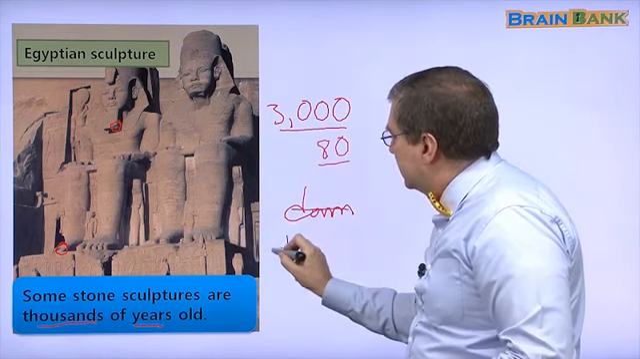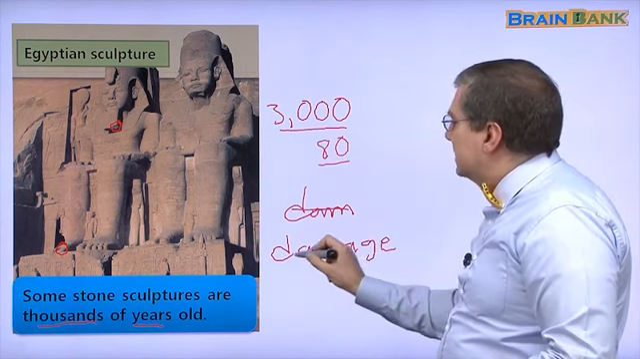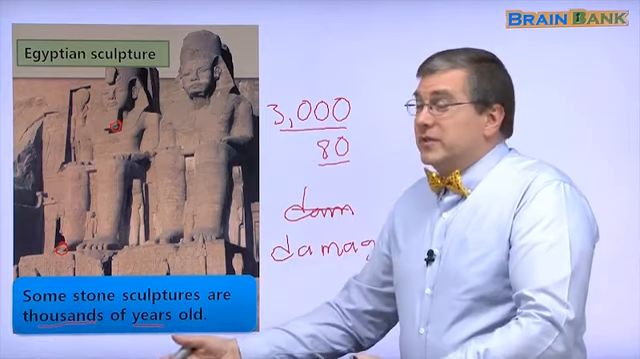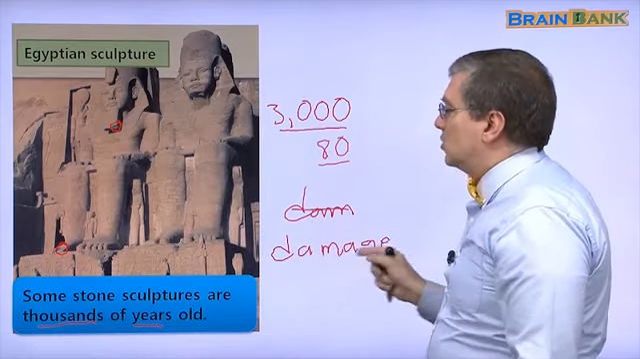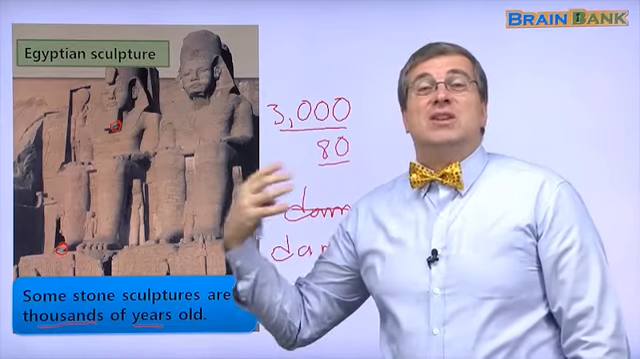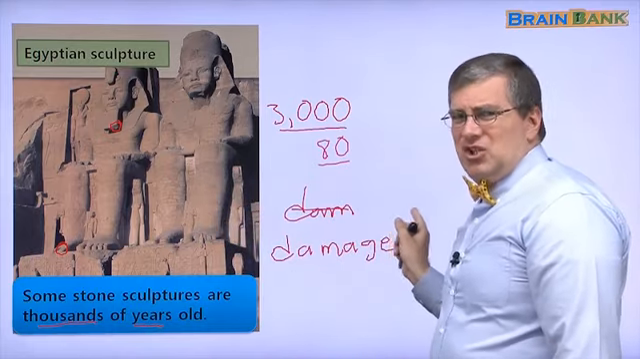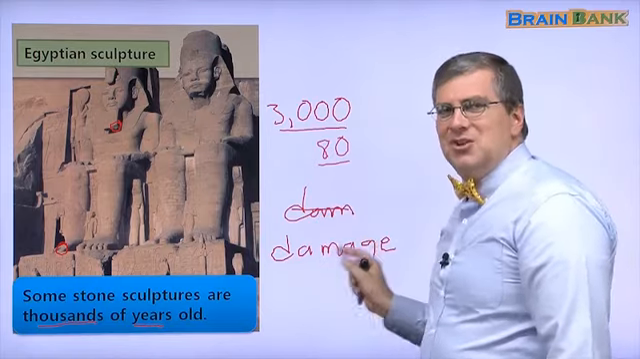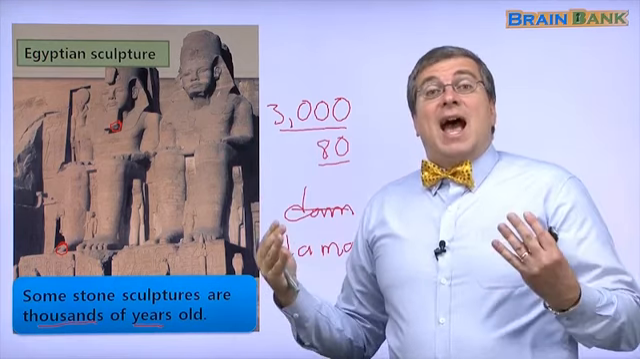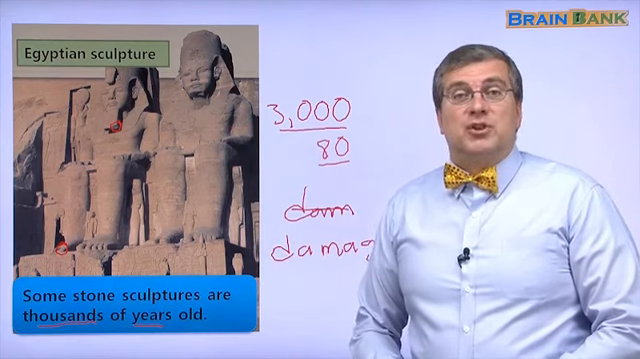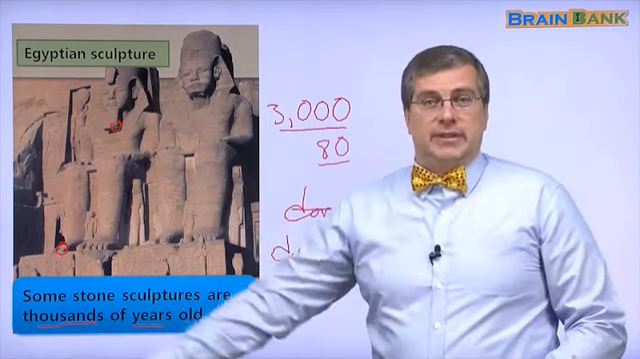Oops, let me do that again. D-A-M-A-G-E, damage. Over a long time, some parts of the sculpture get broken. That is damage. Of course, these are thousands of years old, but still, they're in good condition. Not much damage, a little damage. But they still last today. That's how amazing some stone sculptures are. They go back thousands of years.